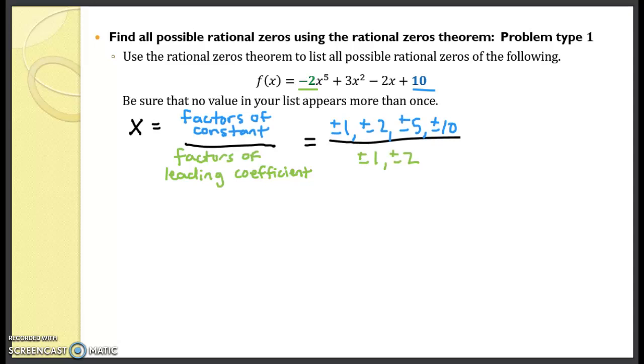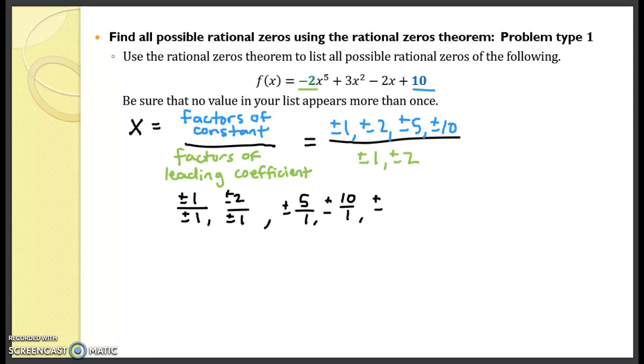So now what we do is we take any combination of these to get our possible rational zeros. So we could take plus or minus 1 over plus or minus 1, or plus or minus 2 over plus or minus 1, or, no matter what combination we do of a negative on top or a negative on bottom or vice versa, it's just going to be plus or minus. We can just do plus or minus outside the whole thing. 5 over 1, plus or minus 10 over 1.